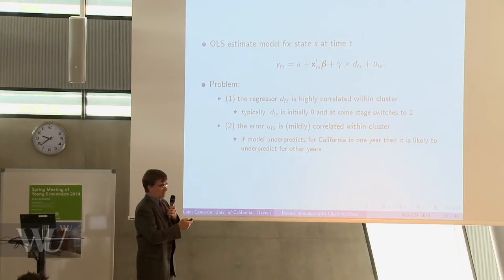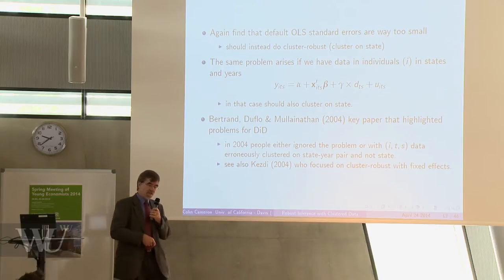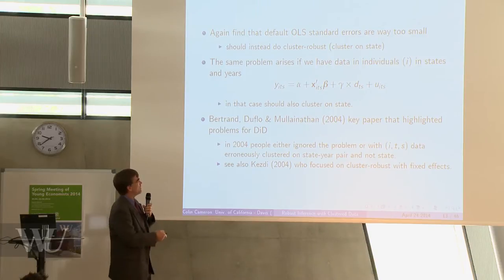But at the moment, for simplicity, we're just saying we have independence across states, but within state, there's correlation over time. Okay. Often in this literature, people may actually have individual level data. So we have lots of individuals in each state and year, right? But it'll be the same problem. Okay, we've got a regressor that's aggregated.